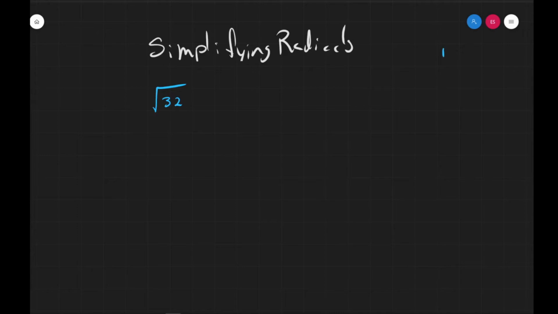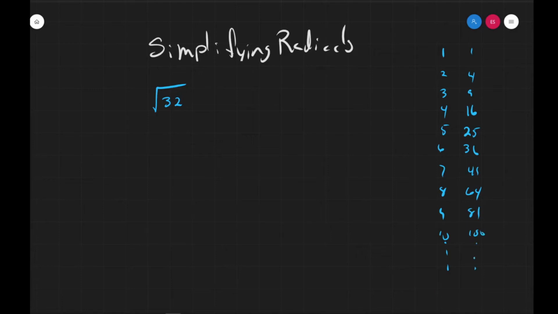So 1, 2, 3, 4, 5, 6, 7, 8, 9, 10, dot, dot, dot. We want to have a list of perfect squares, and we want to have that committed to memory, so that we can start to use those to help us get these things simplified. So 7 squared is 49, then 64, 81, 100, dot, dot, dot.